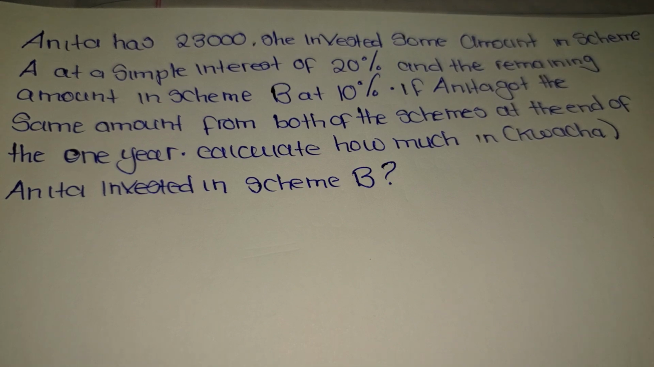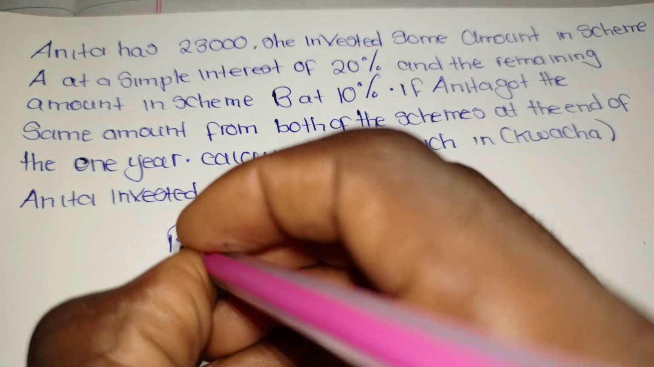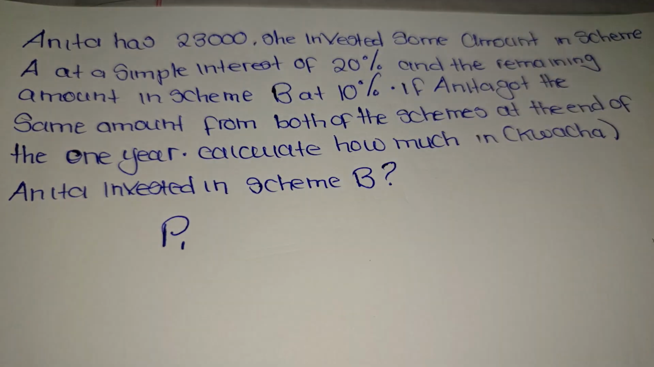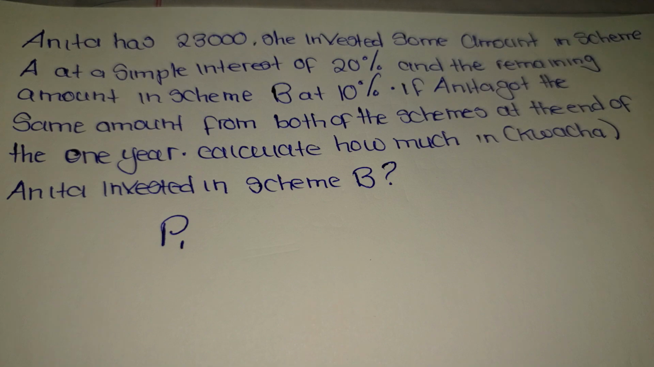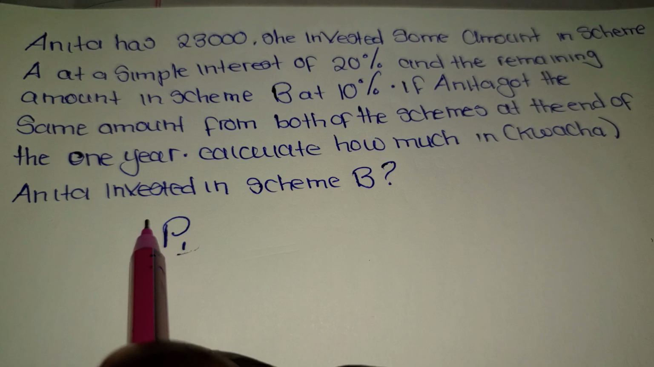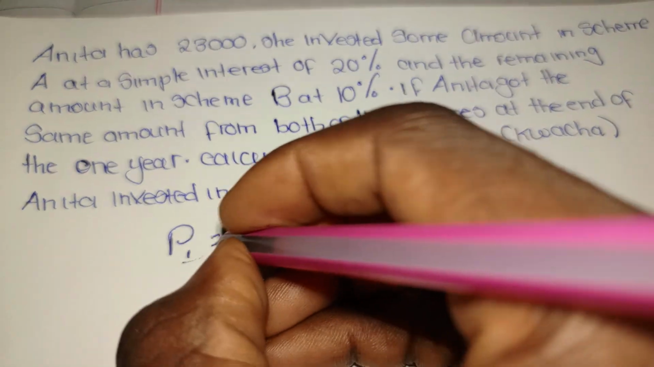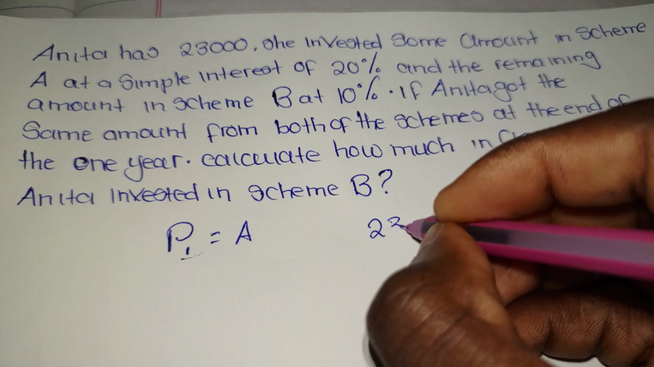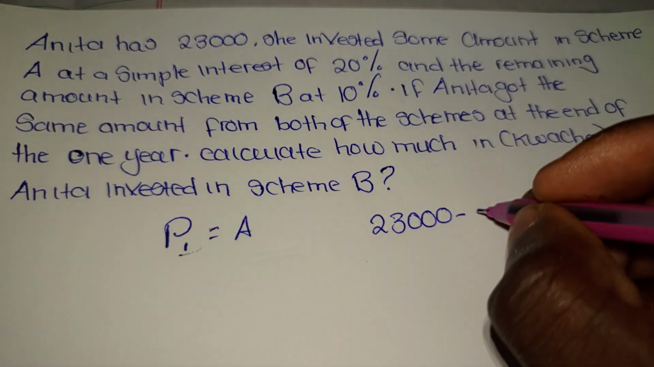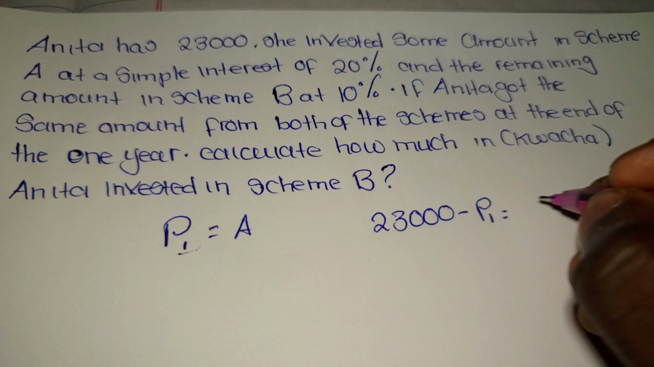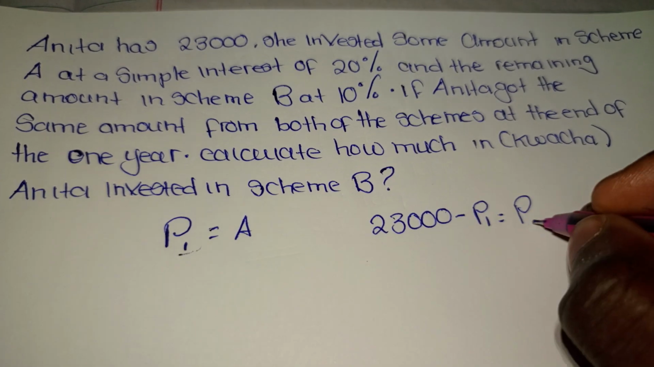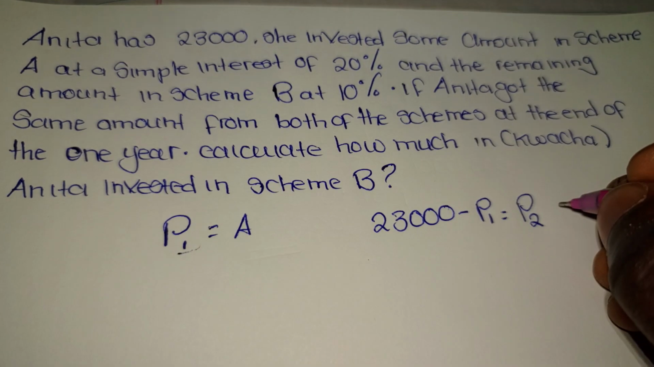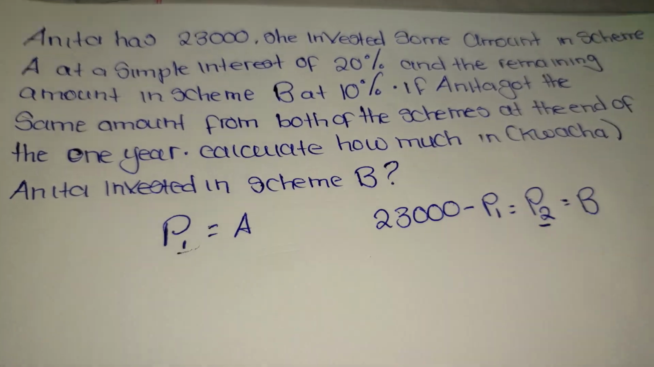We know to say the principal is an amount one is given either to invest or borrow, but in this case we will refer to the principal to be the amount that Anita will spend on a certain investment. So if Anita spends this on scheme A, what will remain when we remove the amount that was invested in scheme A is the amount that will be invested in scheme B. So we will name this as our P2.